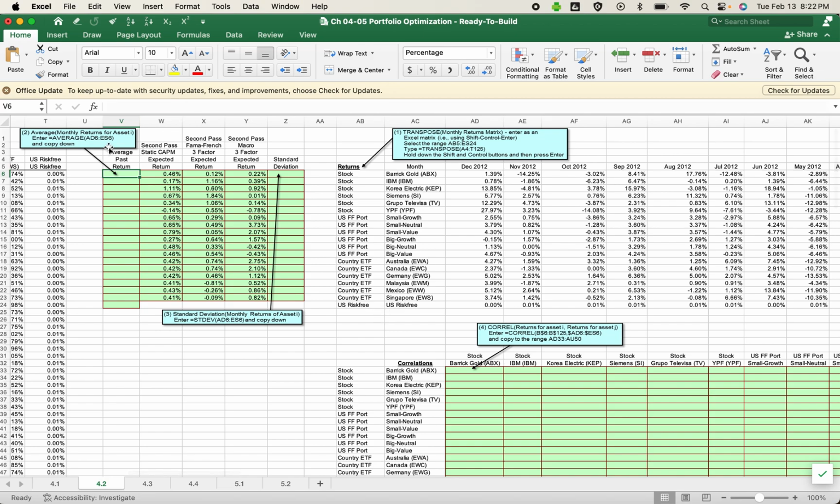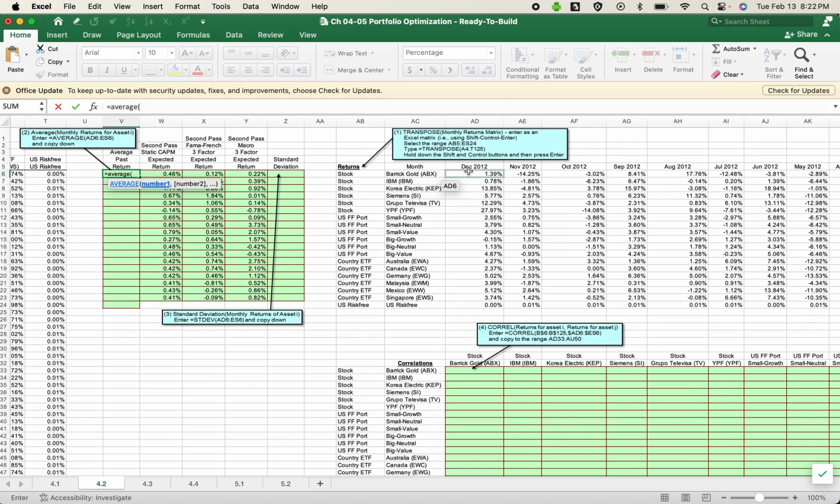Now I did the transpose, let's go to question 2. What I want to do is calculate average monthly returns. It tells me to go through AD6 to ES6. So I'm going to go to average, simple monthly returns, and it says AD6 to ES6.